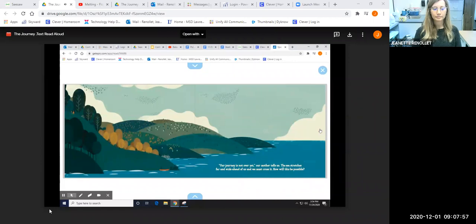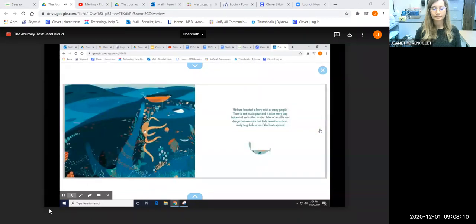Our journey is not over yet, our mother tells us. The sea stretches far and wide ahead of us, and we must cross it. How will this be possible? We have boarded a ferry with so many people. There is not much space, and it rains every day. But we tell each other stories, tales of terrible and dangerous monsters that hide beneath our boat, ready to gobble us up if the boat capsizes.